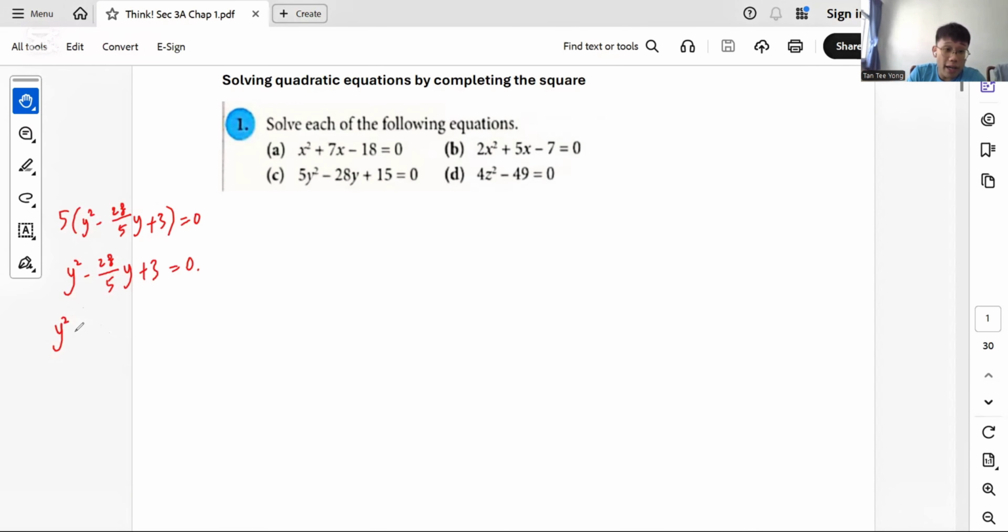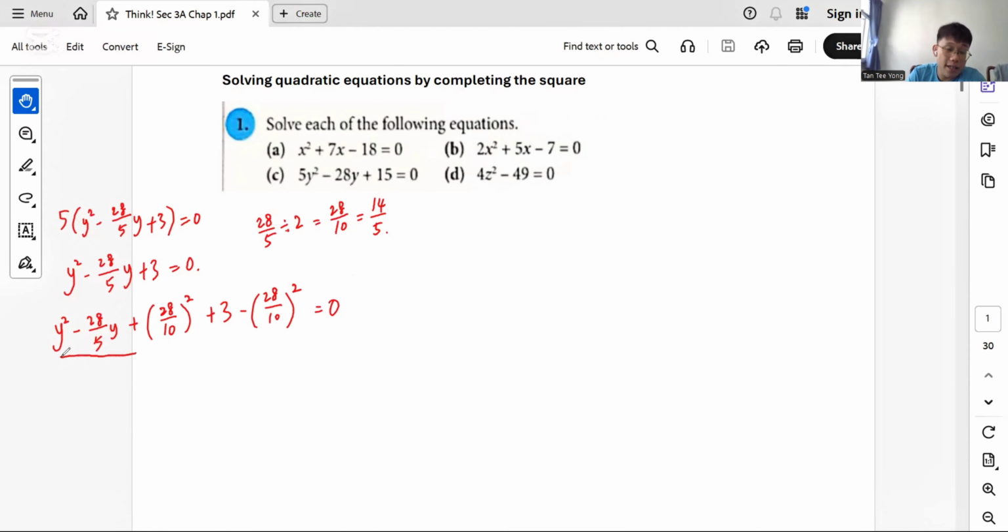So y square minus 28 over 5y plus, okay, so now my b square is what? 28 over 10, square, plus 3 minus 28 over 10 square. So how do I know that my b is 28 over 10? Because it's just 28 over 5. This is my 2b. 28 over 5 divide by 2, which is same as 28 over 10. You can simplify to be 14 over 5 as well. No issues. So equals to 0.